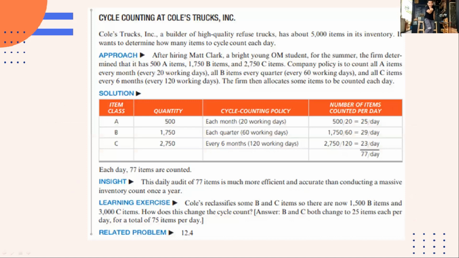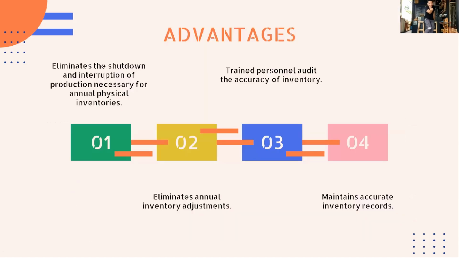These are the example. Okay, next move on to the advantages of cycle counting. The first one is eliminate the shutdown and interruption of production necessary for annual physical inventories. And the second is eliminate annual inventory adjustments.